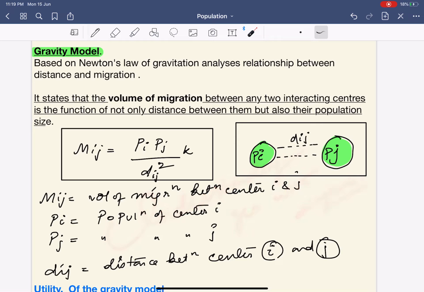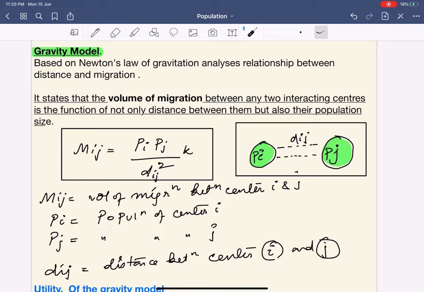Today we'll be talking about the gravity model. This gravity model is nothing but a model which analyzes the volume of migration. Prior to understanding the gravity model, the basic theory of gravity, or the gravitational pull, was given by Newton, as all of us must be knowing. Newton, within this theory, gave a total of three theories.